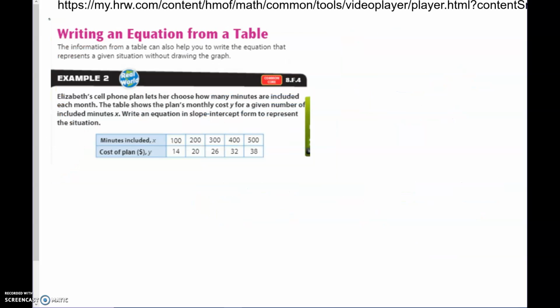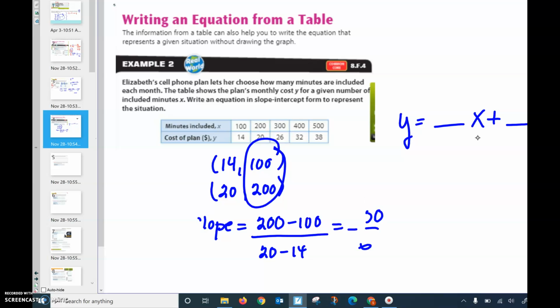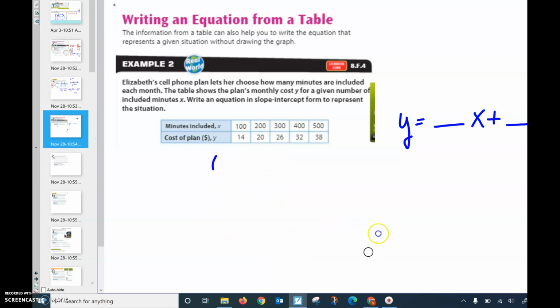All right, so we're still writing an equation from the table. So Elizabeth's cell phone plan lets her choose how many minutes are included each month. The table shows the plan. Write an equation in slope-intercept form. So y equals blank x plus blank. They really want us to be able to pull off the y-intercept and the slope. All right, so here we need to get out our slope and our y-intercept.